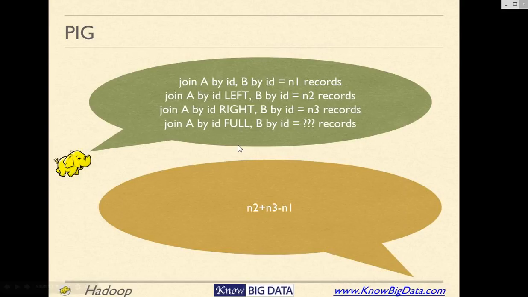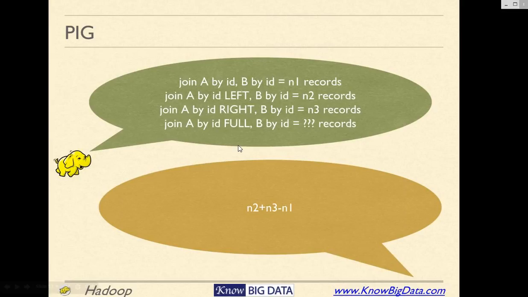Why? Because when we do a left outer join, we know that all the values from the left table are going to come, right? So by virtue of that, we know that the left table has N2 records. Similarly, by virtue of the third query, we know that the right table has N3 records. So the number of records in table A and table B is N2 and N3, right? Because the left join gives us all the records from the left table, from table A. So we know that A plus B is N2 plus N3.